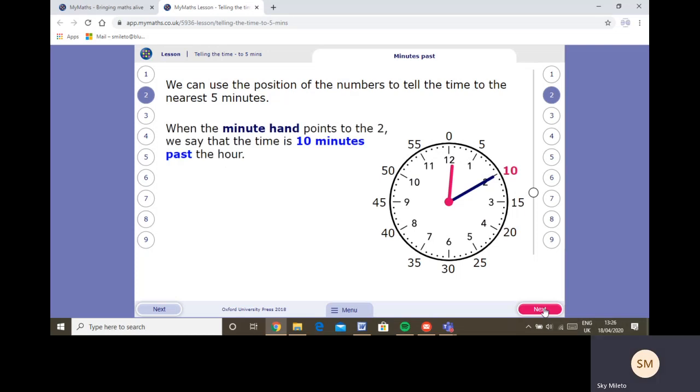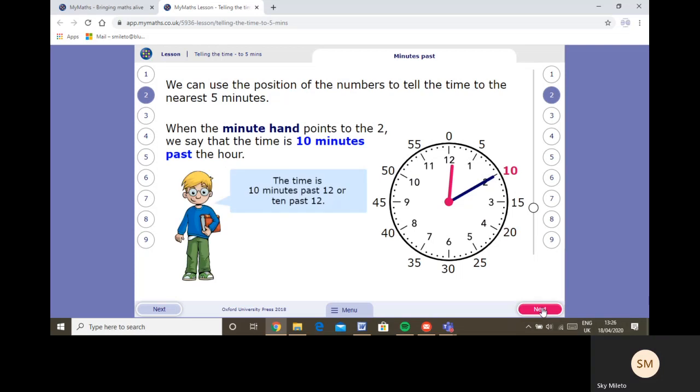So, when the minute hand points to the 2, we say it's 10 minutes past the hour. 10 minutes past 12. Or 10 past 12. You don't need to say the word minutes. If someone asked you what the time was, you could say 10 past 12. You didn't have to say 10 minutes past 12. It doesn't matter if you do that.